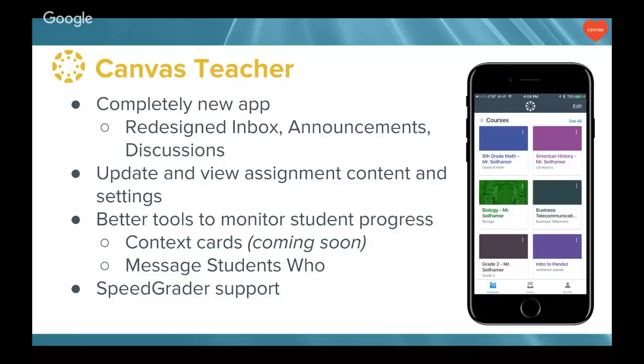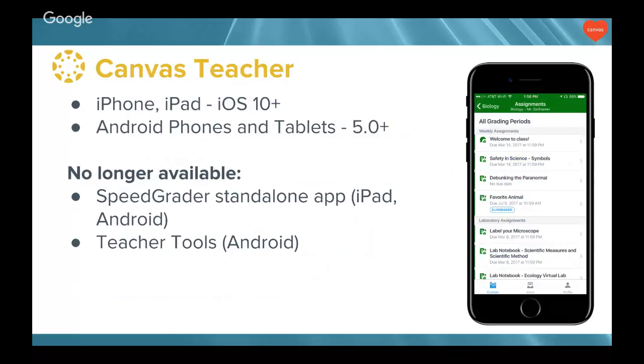Now, I did want to address some of the questions that I've seen in the community about the application before we get started. Actually, we'll get to that in just a second. Let me talk a little bit more about the app. So it's available for iPhone and iPad, iOS 10 and above. This is worth noting because this is the first app I think Canvas has released that requires iOS 10 or above. Generally, it's iOS 9. So older phones and tablets may not work. It works for Android phones and tablets with 5.0 and above.